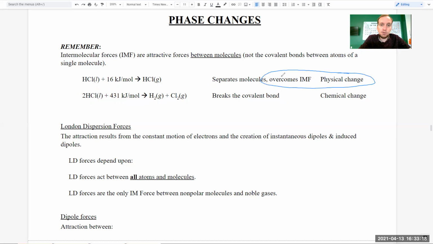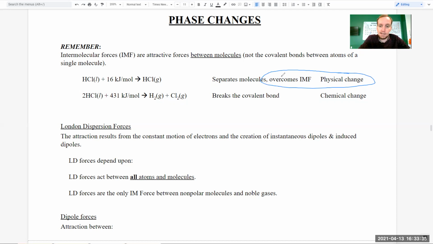So as a quick review, let's talk a little bit about some more of those intermolecular forces. The first one we're going to talk about is London dispersion forces. Again, that's a very transient, very short-lived interaction between neighboring molecules or atoms.